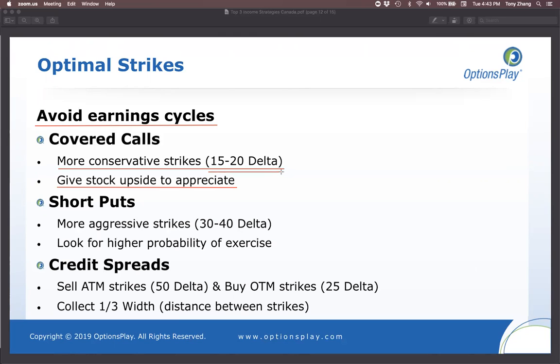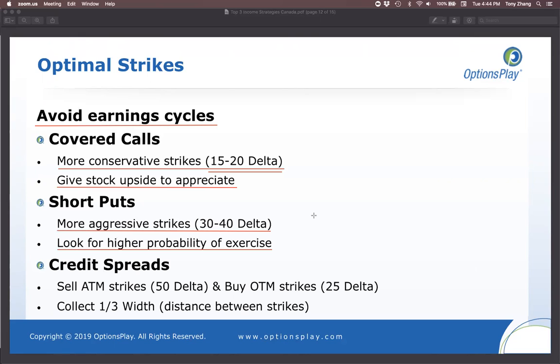Conversely, when you're selling puts, this is quite the opposite. When you're selling a put, you want to own that stock. So you generally want to shoot for more aggressive strikes. About 30 to 40 deltas on selling a put is usually a good starting point. And you want to look for a higher probability of exercise because you want to own that stock. You don't want to just pick up 20, 30 cents and lose out on $10, $15 of movement in the underlying stock. So when you're selling puts, choose more aggressive strikes.